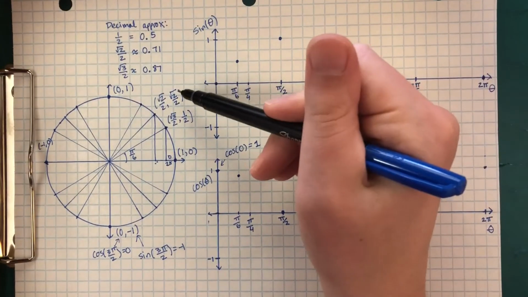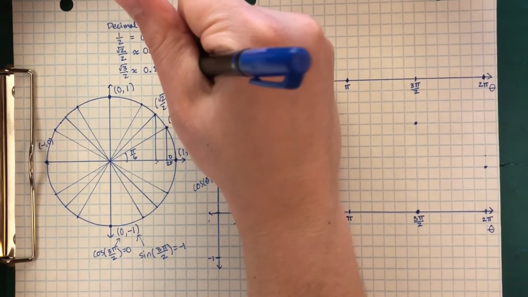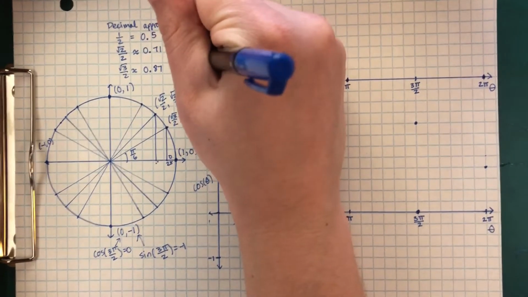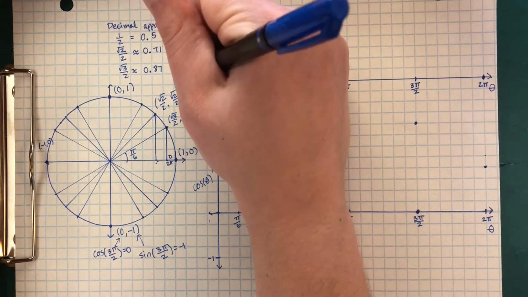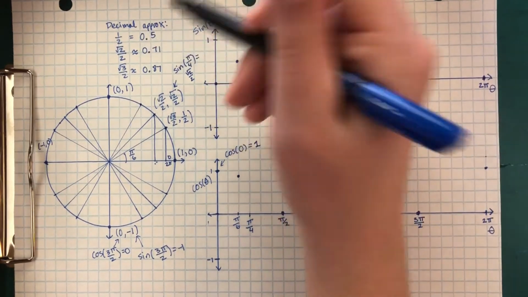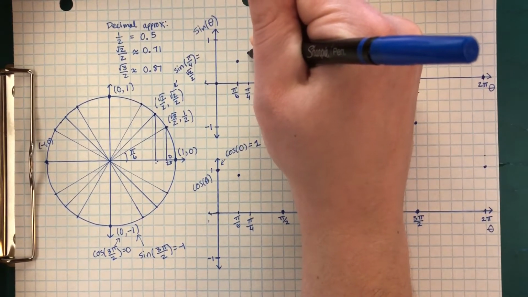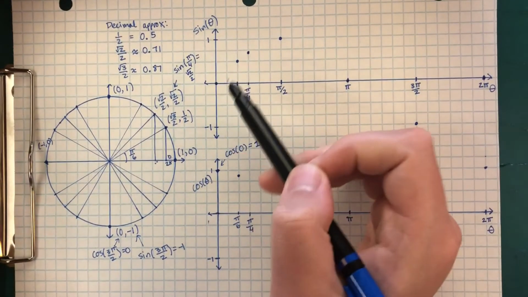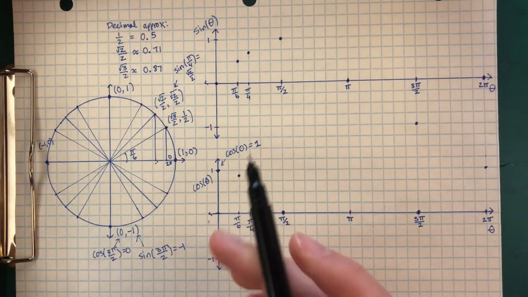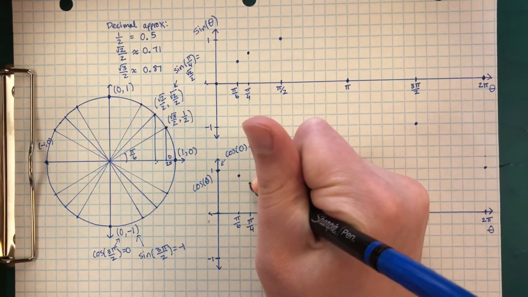What that means is that based on this number, the sine of pi over 4 equals the square root of 2 over 2, which is about 0.71. So right about here. And the cosine of pi over 4 is also about 0.71, which is right about here.